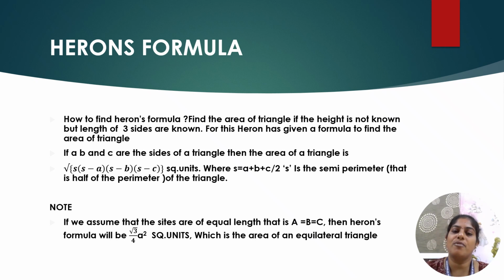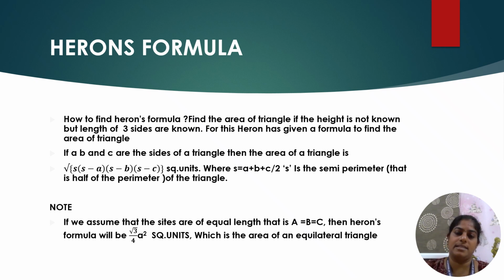So what is Heron's formula? That is, area of triangle is equal to root of s into s minus a, s minus b, as well as s minus c. Okay. So you know what a, b and c are. That is the three sides of a triangle. So this is a triangle. You will have three sides a, b and c. You know the values from the given question itself.